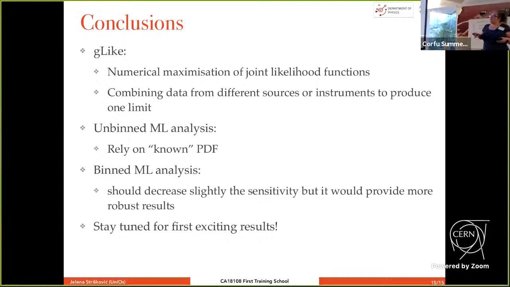One is unbinned maximum likelihood analysis, which relies on, let's say, a known PDF, but in reality, that known PDF is not so known. Binned maximum likelihood analysis, on the other hand, does not require a template for our off region. This should slightly decrease sensitivity, but it would provide more robust results. And stay tuned for the next results.